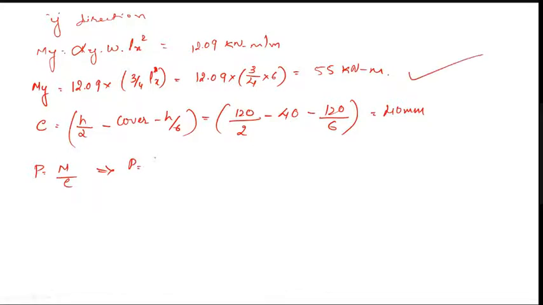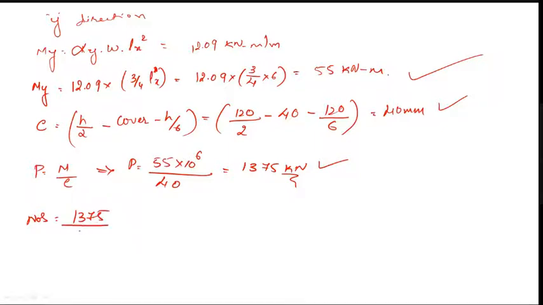How much have we got? We have 55 into 10 power 6 divided by E 40, because I put this in Newton mm. On solving, you will get 1375 kilonewton. Now you have got the value of E, you have got the value of P. Then what you need? You need the number of cables. It is given by total load divided by force in each cable. You will get 14 numbers.